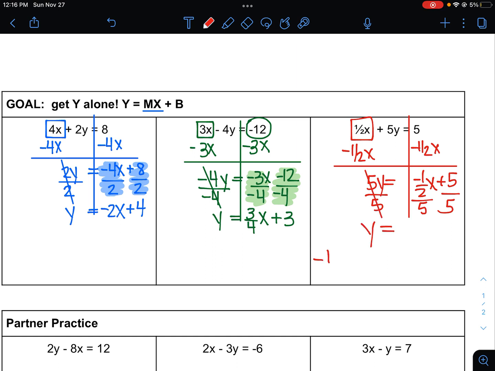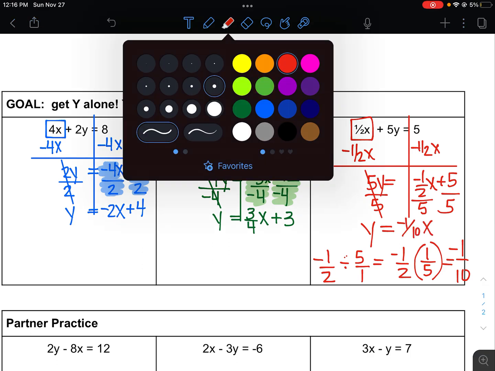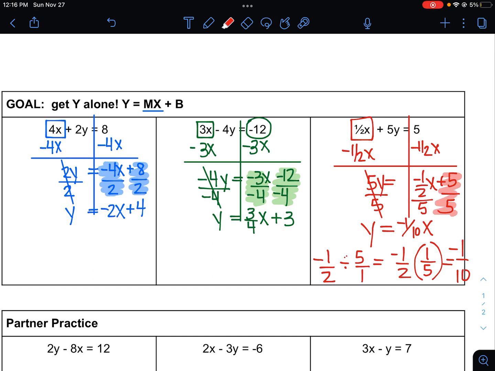We technically have negative 1/2 divided by 5 over 1. So we are going to keep the first fraction and multiply by the reciprocal of 1 over 5. And that gives us negative 1/10. So our coefficient now becomes negative 1/10 x. And then we have our 5 divided by our 5, which is positive 1. So y equals negative 1/10 x plus 1.